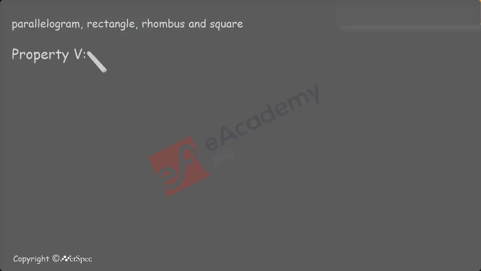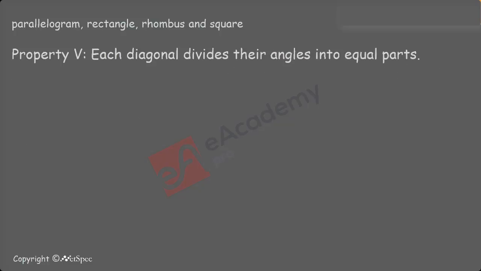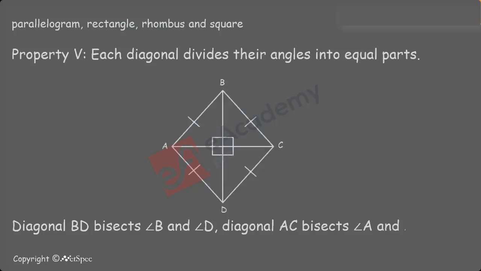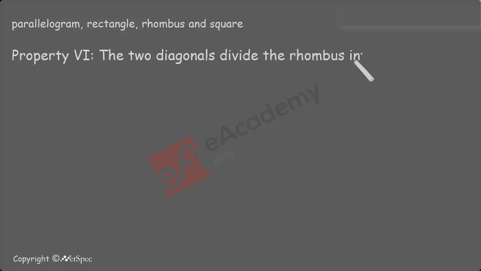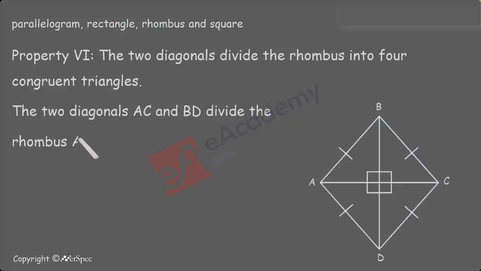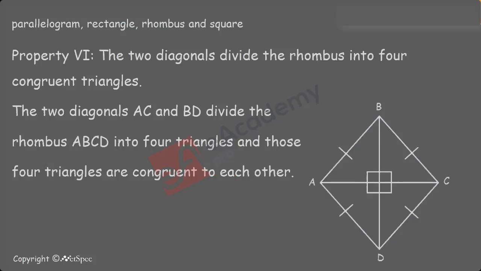The fifth property is, each diagonal divides their angles into equal parts. Here, diagonal BD bisects angle B and angle D. Diagonal AC bisects angle A and angle C. The sixth property is, two diagonals divide the rhombus into four congruent triangles. The two diagonals divide the rhombus into four triangles. Those four triangles are congruent to each other.